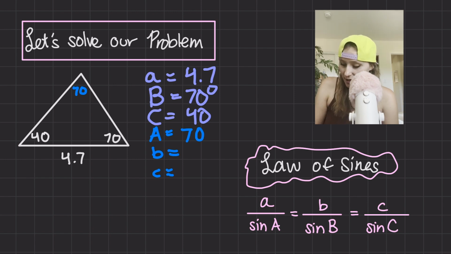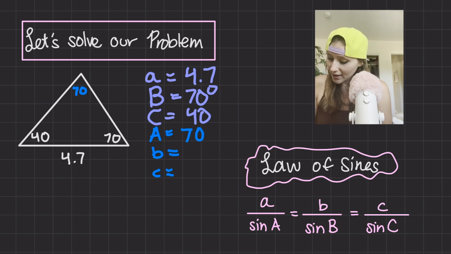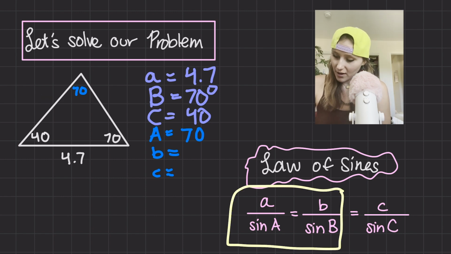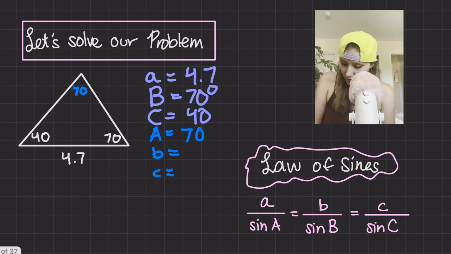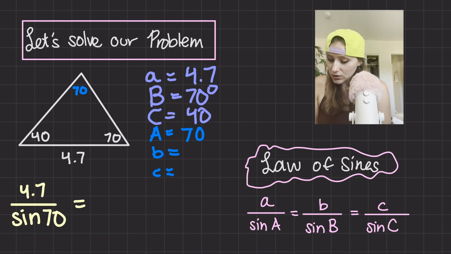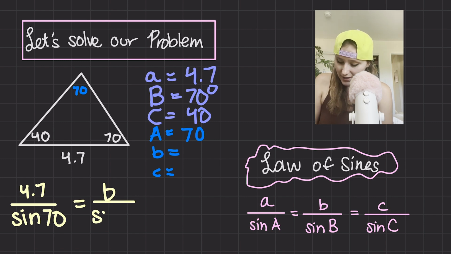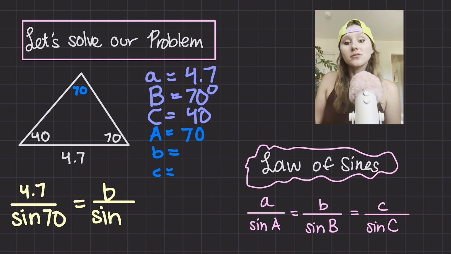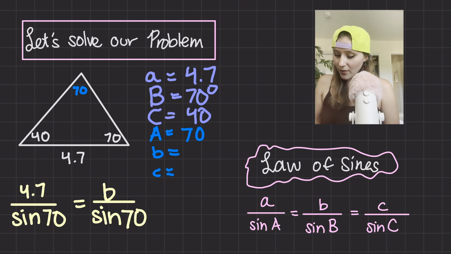Let's first try to find little b. We know big A and small a, so we can use this part of that law of sines. So that small a, 4.7 over the sine of the big A, which is sine of 70, is going to be equal to little b, which is unknown, over sine of, what is the angle across little b? 70. Wow, would you look at that? The sine of 70 is going to cancel out, and this is an easy problem.